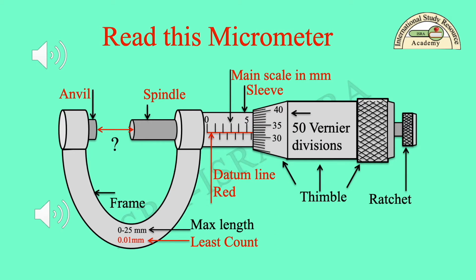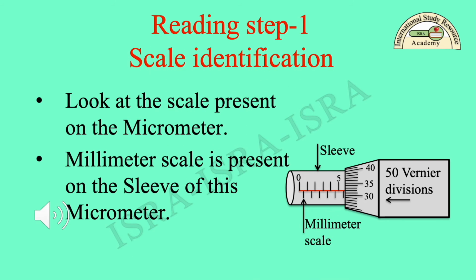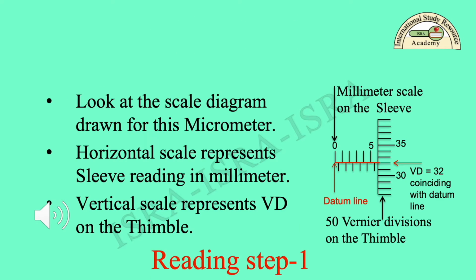Horizontal millimeter scale is engraved on the sleeve representing main scale reading MSR. A red datum line is indicated on the sleeve which is used to find matching vernier division shown on the thimble. Reading Step 1. Scale Identification. Look at the scale present on the micrometer. Millimeter scale is present on the sleeve of this micrometer.